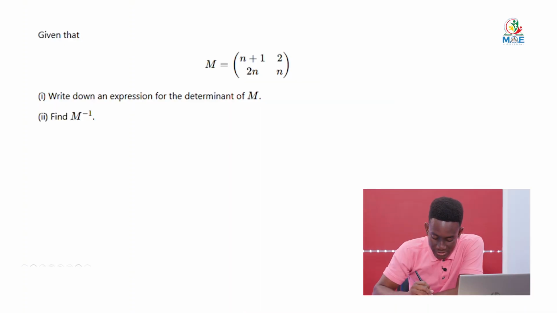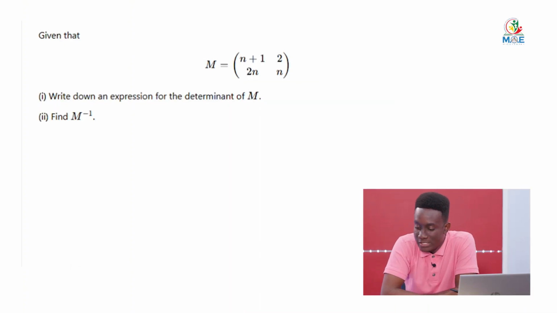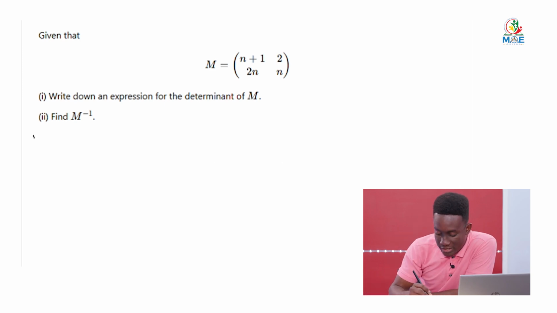In this video we'll be tackling some matrices questions, so let's head straight into them. This question says, given that the matrix M is equal to (n plus 1, 2; 2n, n), the first part is to write down an expression for the determinant of M. So we want to find the determinant of M.